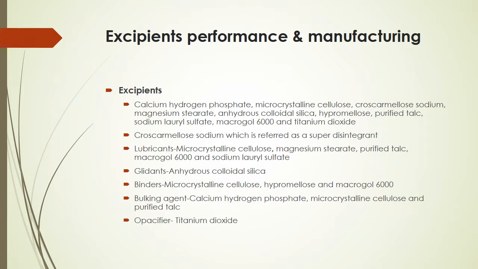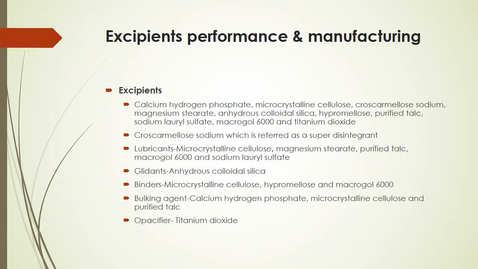Excipients in Isoptin immediate release tablets include calcium hydrogen phosphate, microcrystalline cellulose, and croscarmellose sodium, and so on. The most important one is croscarmellose sodium. It's referred to as a super disintegrant, which is a water-insoluble and cross-linked substance. When it meets water, it will swell and disintegrate the tablet rapidly, resulting in a fast dissolution. Microcrystalline cellulose and anhydrous colloidal silica also have this disintegration property to aid the dissolution process.